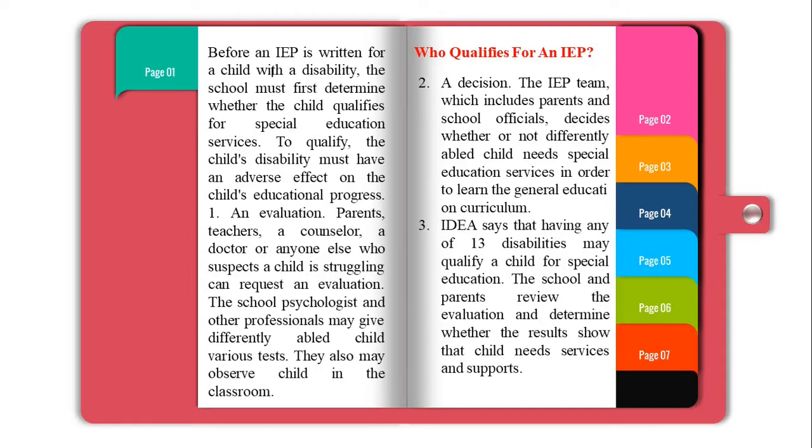Second one is a decision. The IEP team, which includes parents and school officials, decides whether or not differently abled children need special education services in order to learn the general education curriculum. IDEA, that is the Individuals with Disabilities Education Act, says that having any of 13 disabilities may qualify a child for special education. The school and parents review the evaluation and determine whether the results show the child needs services and support. Disabilities, for example, cerebral palsy, autism, learning disabilities like dyslexia, dysgraphia, etc.